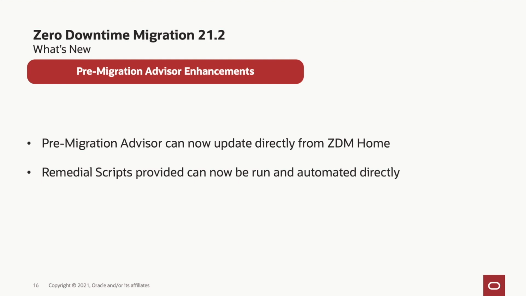Finally, we have some pre-migration advisor enhancements. As you know, since 21, ZDM introduced a pre-migration advisor called CPAD that helps you analyze your migration work before starting the migration, specifically for the logical migration when you're migrating to Autonomous Database. This pre-migration advisor can now be updated directly from the ZDM home every time you need to update it. And when it provides remedial scripts, these can now be run and automated directly as well. So it's actually a really good introduction now in 21 to our latest release for Zero Downtime Migration.